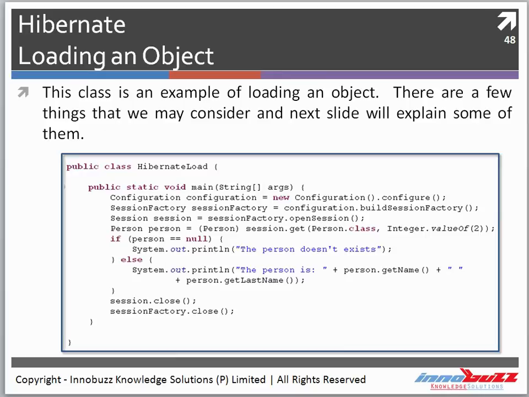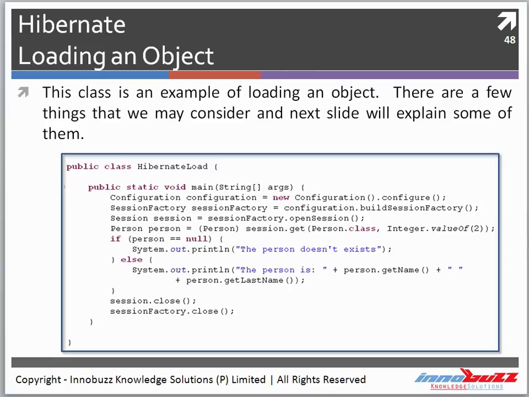In this case, we want to test if we can load an object from the database. The beginning of the code is the same. The configuration, session factory, and session objects are the same as before. After opening the session, we try to load an object using the get method. The method takes two parameters. One is the class of the object we want to load, and the second is the primary key value of the object we want to load.